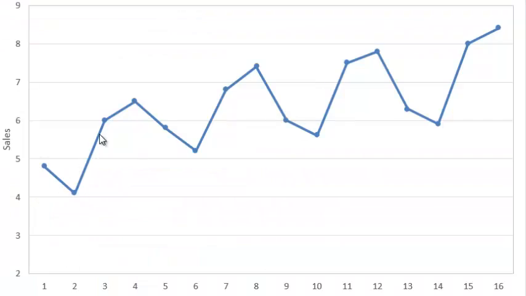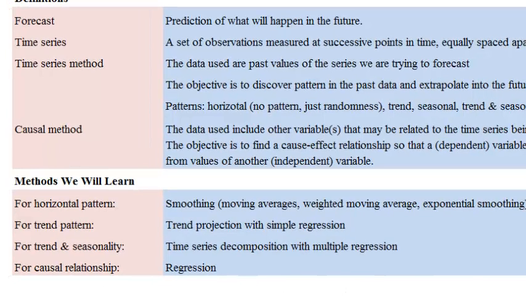Here's an example of data that have both trend and seasonality. There's an upward trend that you could see like here, and also there is a seasonality, that up and down kind of pattern that repeats each year. We will learn how to use multiple regression to take into account both the trend and the seasonality. In addition, we'll also show how we might use regression to predict the sales from other factors like how much is spent on advertising.